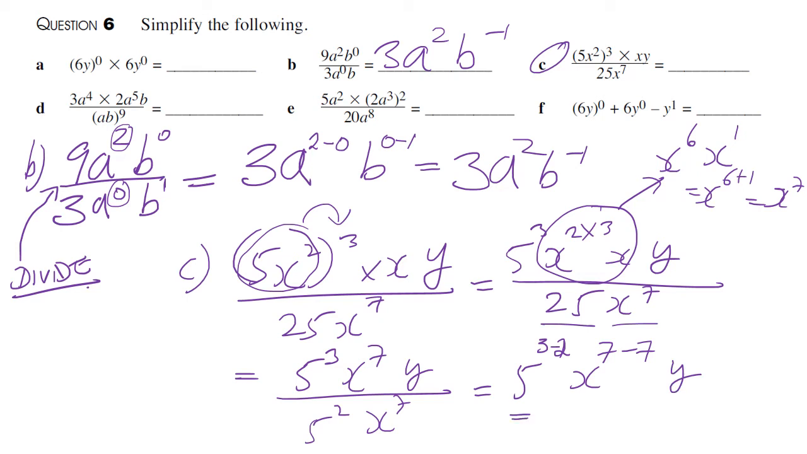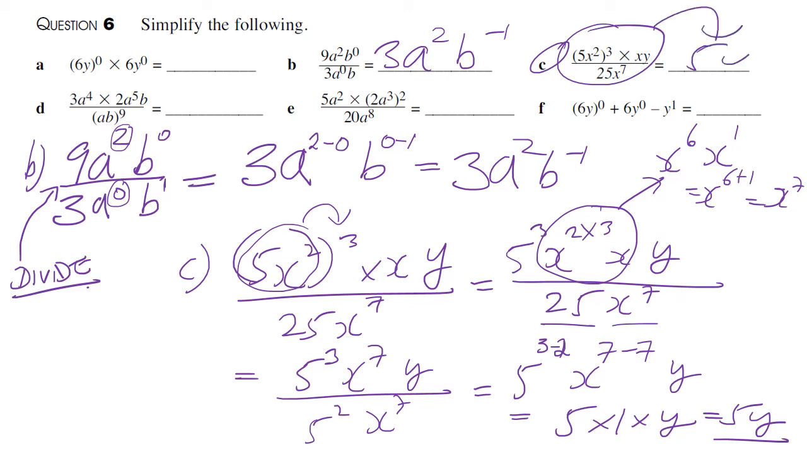Okay, so 5 to the power of 3 take 2 is 5 to the power of 1, which is just 5. X to the power of 0 is just 1. Y is just y, so the answer is 5y. So all that stuff can just be simplified to 5y. That and that are exactly the same. Okay, so it looks really scary from the beginning, but once you start breaking it down, it's really not that bad. We are using the same rules over and over again. Have a go at the other ones. Check with your teachers and see if you can get them right.